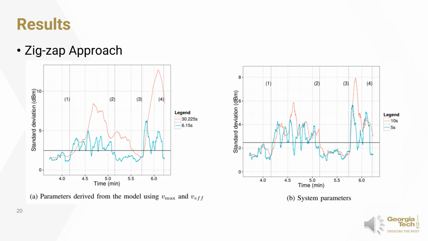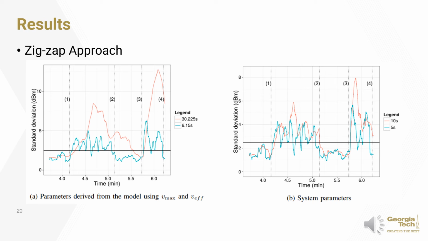Moving on, let's discuss the zigzag approach. So the paper provides 2 figures that are used to discuss the experimental results. The first is the figure on the left, which uses parameters derived from Vmax and Veffective, 30.225 seconds and 6.15 seconds respectively. And the figure on the right uses the system parameters of 5 seconds and 10 seconds.